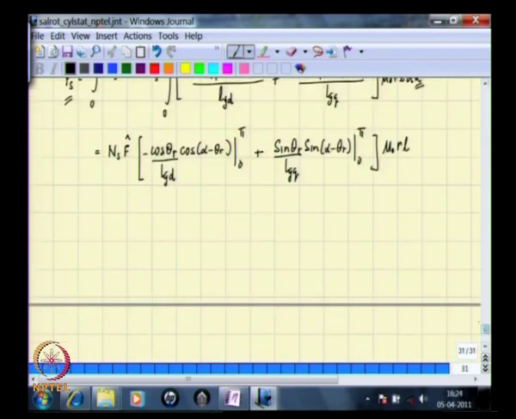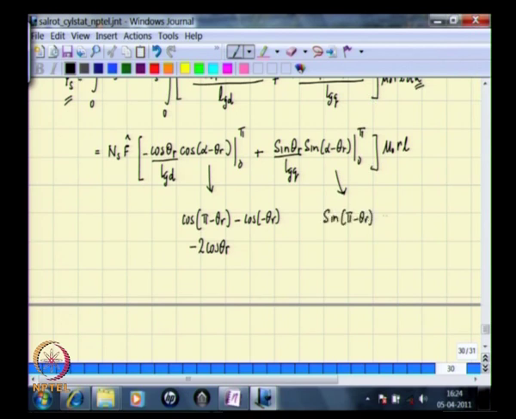So, let us evaluate the first term within the bracket, cos of alpha minus theta r. So, that gives us cos of pi minus theta r minus cos of minus theta r. Cos of pi minus theta r is minus cos theta r. So, this gives us minus 2 times cos theta r, and this term gives us sin of pi minus theta r minus sin of minus theta r, and that is 2 sin theta r.